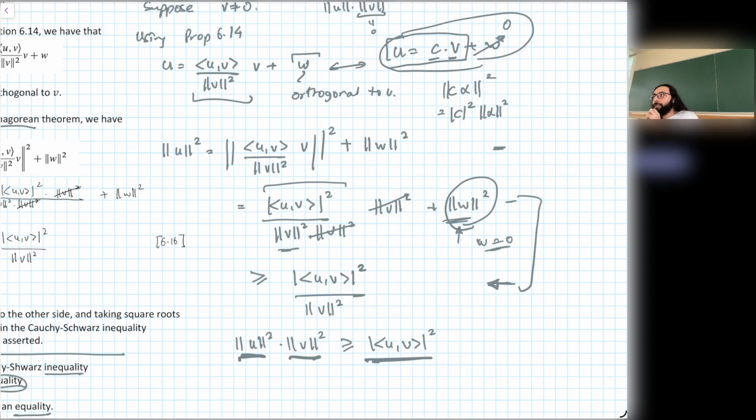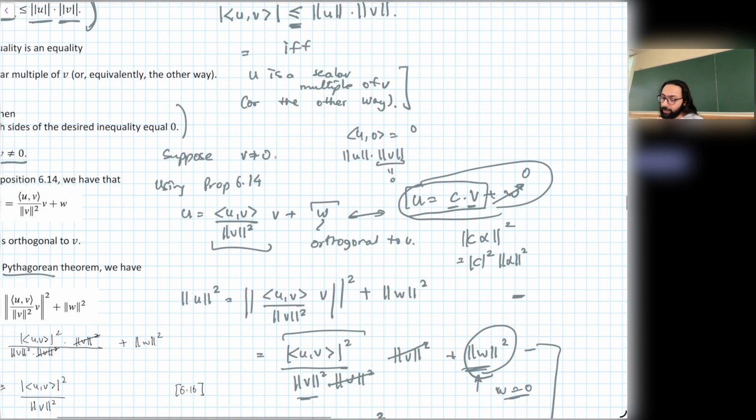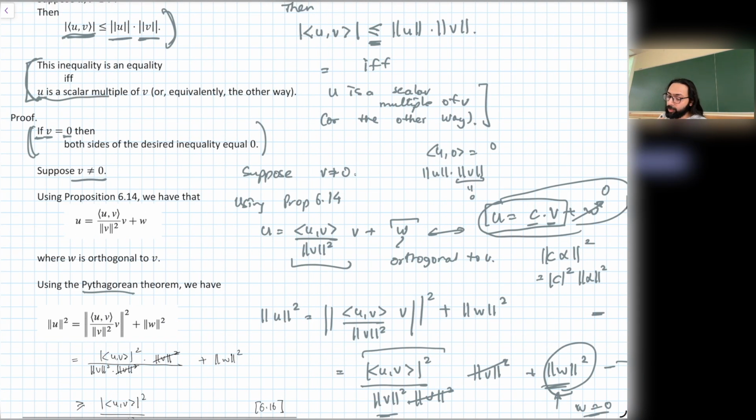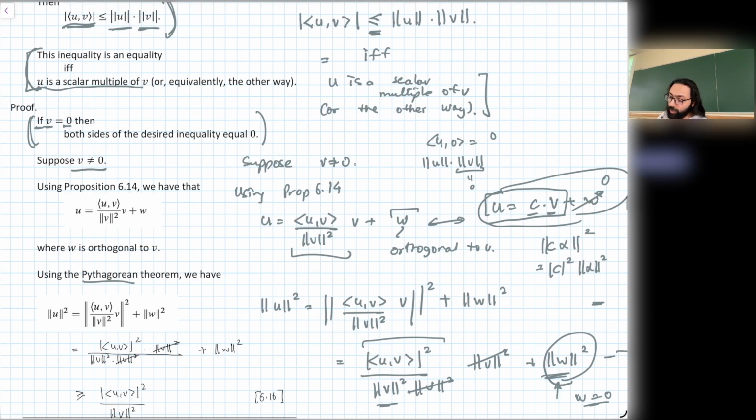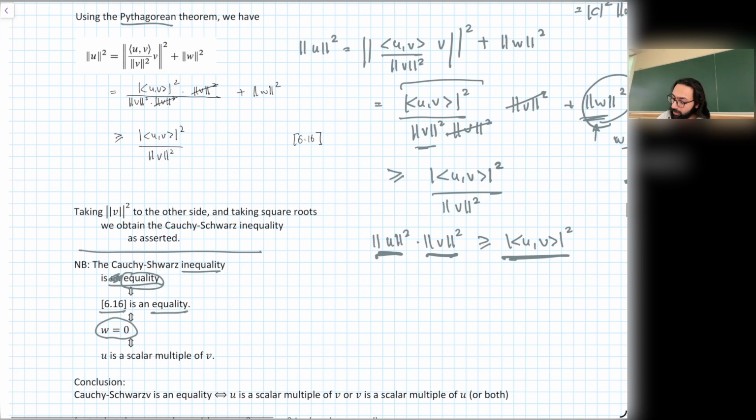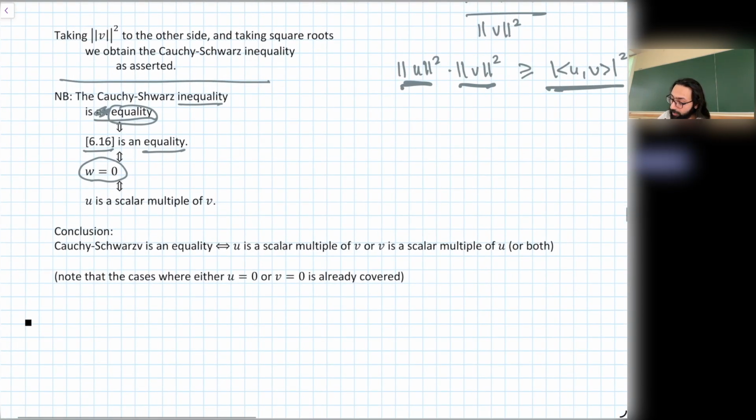Exactly. So U is just a scalar multiple of V, which is what the statement said. That U has to be a scalar multiple of V. Or the other way. How do you do the other way? Because we assume that V is non-zero. To do the other way, assume U is non-zero. Make sense? Okay, so this is fine.